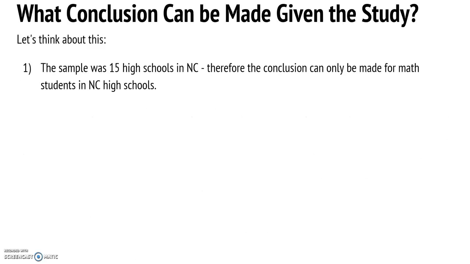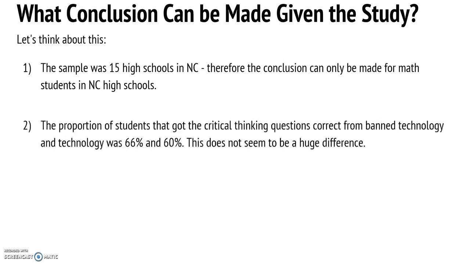So let's think about this. The sample was 15 high schools in North Carolina. Therefore, the conclusion can only be made for math students in North Carolina high schools, and it does state that they were randomly chosen. So since the sample was 15 randomly chosen high schools, then I can make a conclusion for the entire population of North Carolina high schools. Remember that a random selection means I'm going to have a mini population of all the North Carolina high schools. So this would probably ensure that I get high schools that are in rural areas and suburban areas, maybe from low income and high income communities.